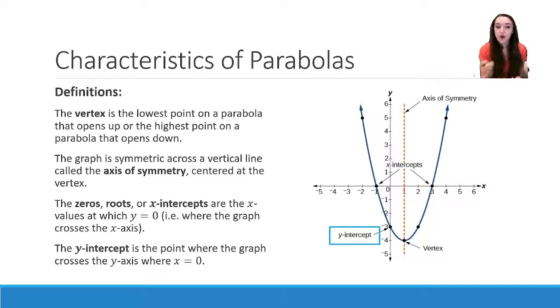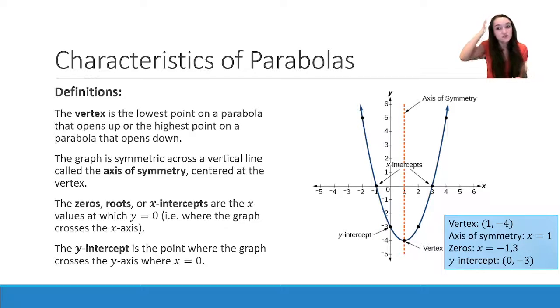Then finally, the y-intercept, which I'm sure most of you are familiar with from our linear graphs, is the point where the graph crosses the y-axis, where x equals 0. So here, we can only ever have one y-intercept. That's true for any given function, and we can find it by plugging in x equals 0 is usually how you find it if you're given an equation, or we can just look on the graph as we are here.